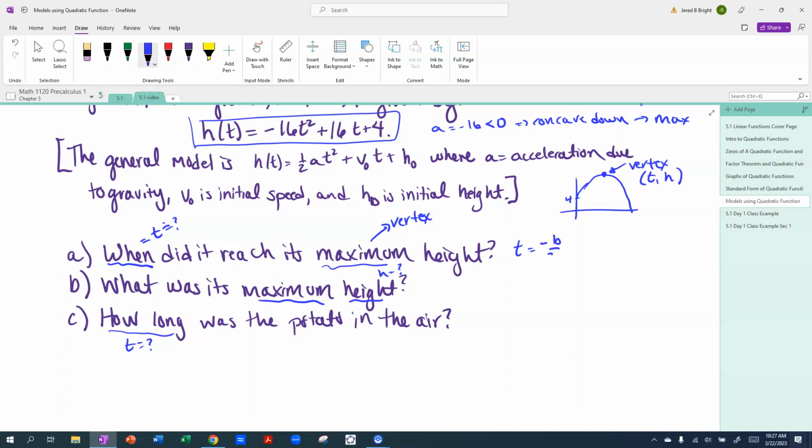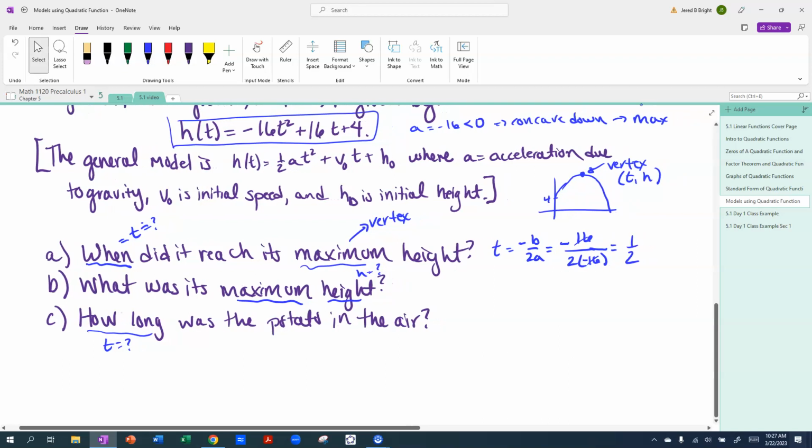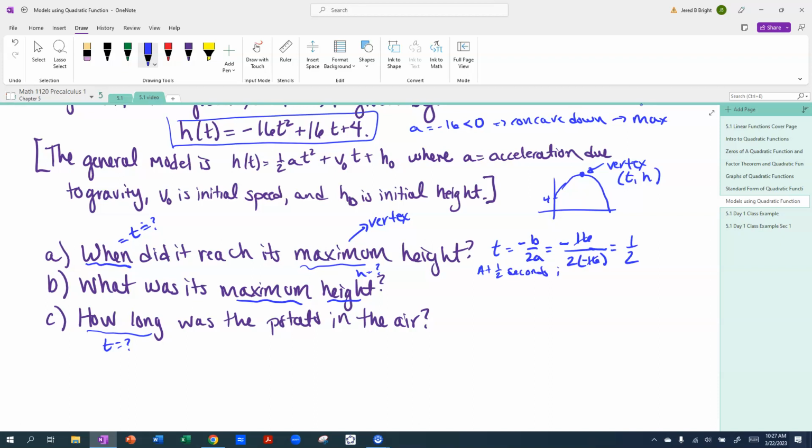So this would be -b over 2a, okay? B is 16, so -16 over 2 times -16, okay? And so if I do the arithmetic here, the 16s would reduce, and the negatives would as well, and I end up with 1/2. So half a second. And I'll just say at 1/2 second, it is at a maximum or max height. And that would be my answer.